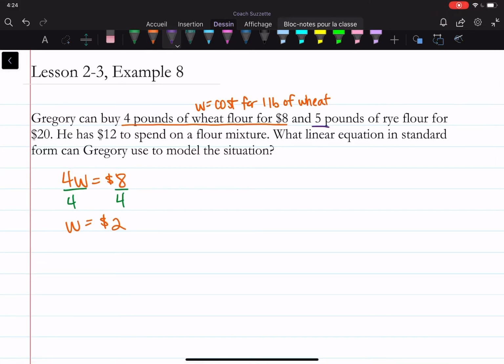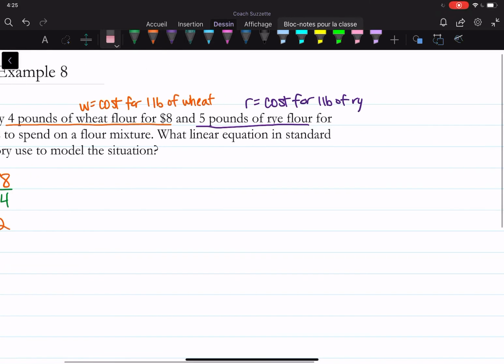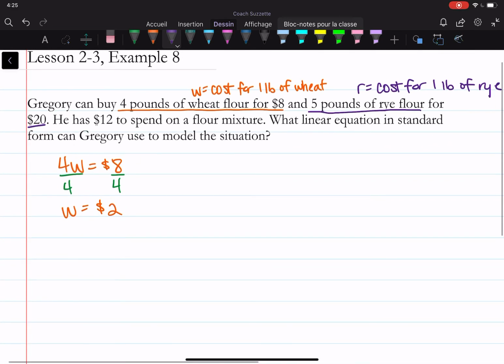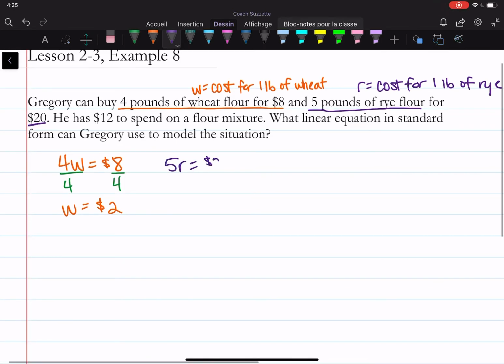Similarly, this 5 pounds of rye flour for $20, I said R is equal to the cost for 1 pound of rye flour. 5 pounds of rye flour is $20, so that means 5R equals $20, so that means 1 pound of rye is $4. 1 pound of wheat is $2.